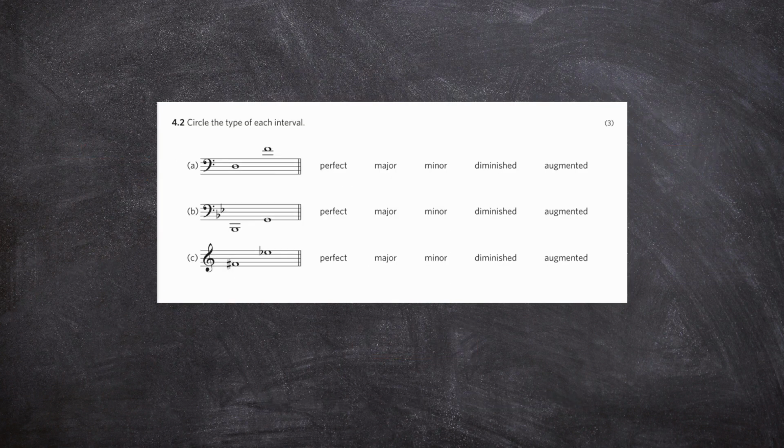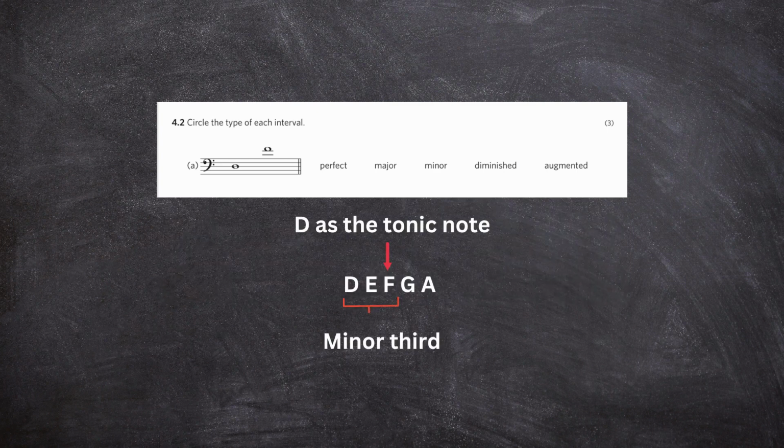In question 4.2, you need to identify the quality of the interval. Question A. From D to F. In this case, you can think of the lower note as the tonic, regardless of the compound interval. Then you can think about the scale of D minor. From D to F is a minor third, so the answer is minor.